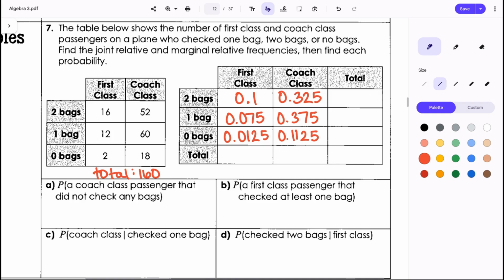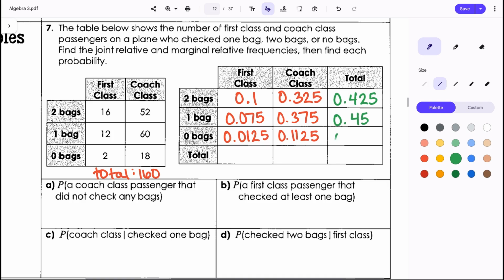Now, if the number on the top is getting significantly smaller, then your decimal is going to be smaller as well because you're still dividing them all by that 160. Now, the last thing that I need to add on is they do have columns for totals. So just like before, we're going to add our rows and we're going to add our columns together. For example, for that 2 bags across the top, you would take 0.1 plus 0.325, and that would become 0.425.